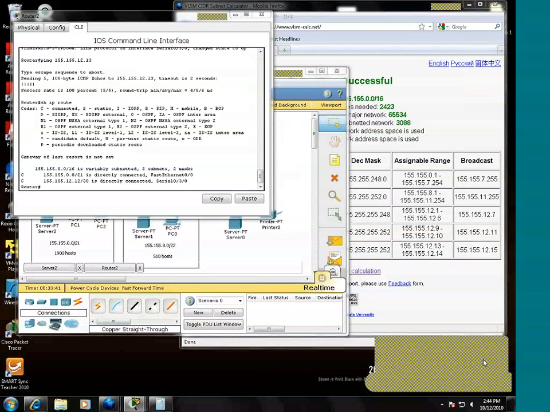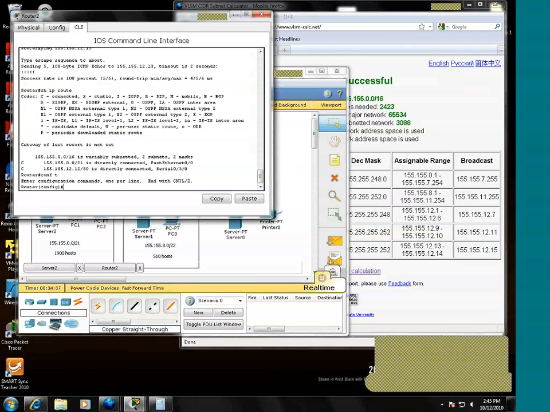All right, so I'm going to go ahead and configure a static route. So the destination is 155.155.8.0. And when we build static routes, we're basically concerned with the network, not the host portion. Okay. Now I need to include the subnet mask.